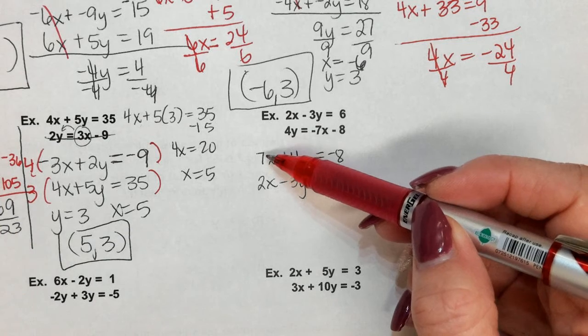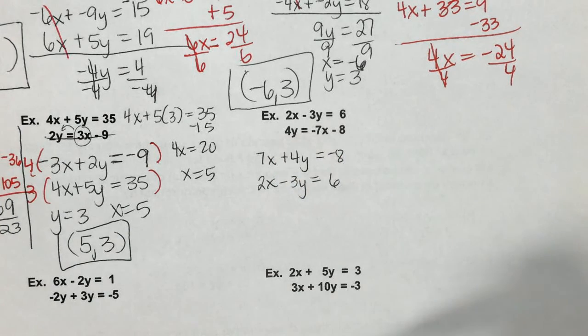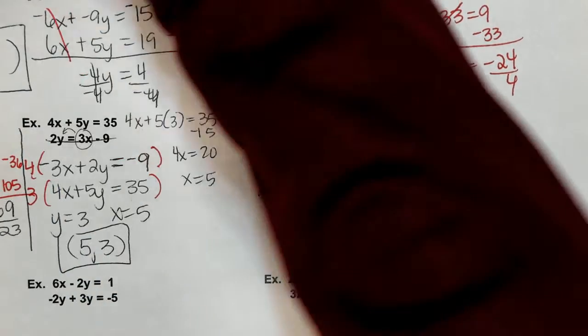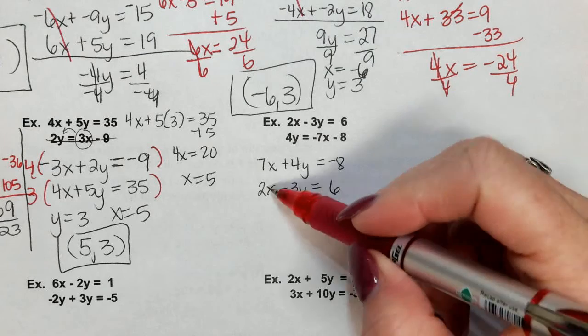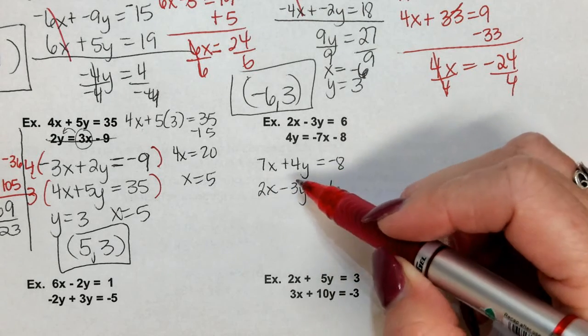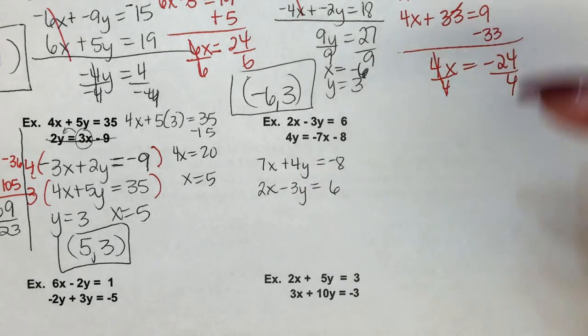Can I eliminate anything with the way it is? No, I can't. Okay, so what I'm going to do is pick a number to multiply by to make these numbers the same. And we just did the 4 and the 3, so that would work.